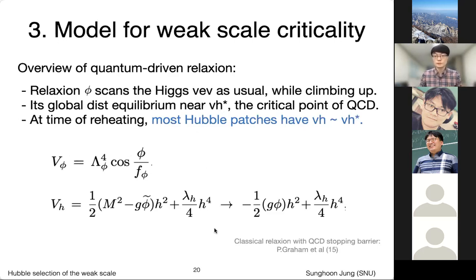So the potential is just the usual relaxion potential. V of phi is the axion potential with a long field range, and V of h has the usual contribution and the coupling to the relaxion. So the Higgs mass is scanned by the evolution of the relaxion field value.